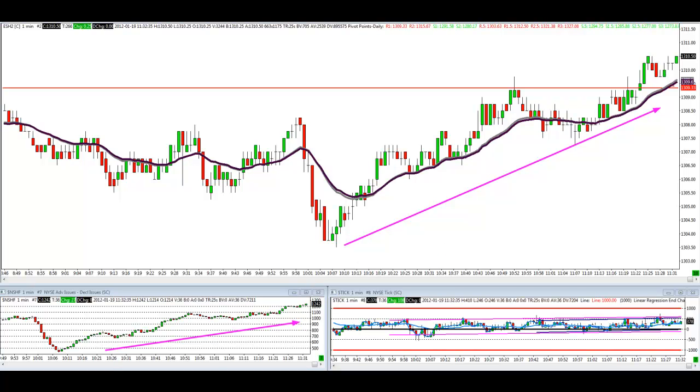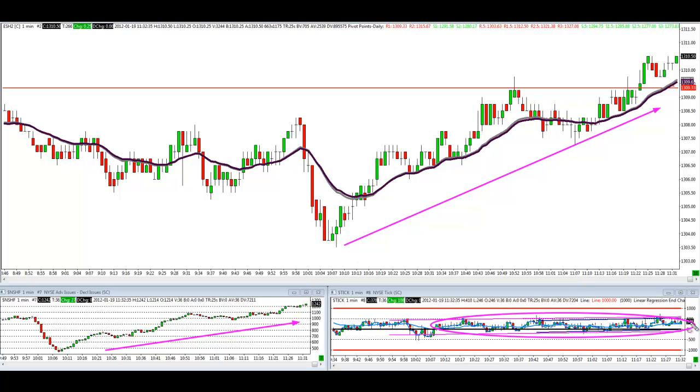Now let's take a look at the ticks, so the New York Stock Exchange ticks. Again, positive 500, anything above that is generally a bullish sign. Anything below negative 500 is generally a bearish sign. Anything between those two numbers is chop. So let's see what happens.